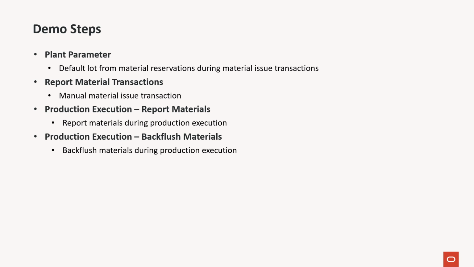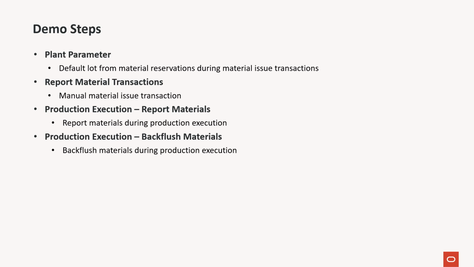Create reservations for the material lot for the operation materials with supply types as push and operation pull. Check the behavior with enabling the new plant parameter, and also, without enabling the new plant parameter. The new plant parameter is default lot from material reservations during material issue transactions. Check the behavior in the following transactions.